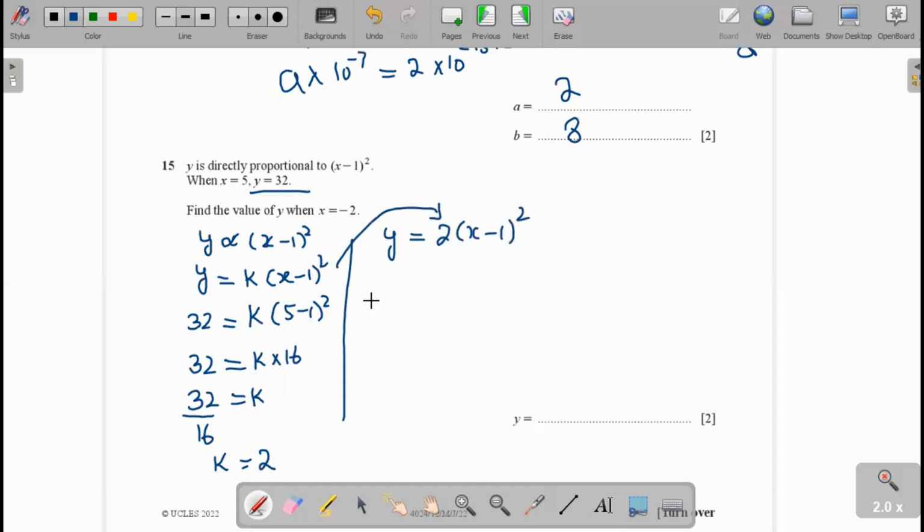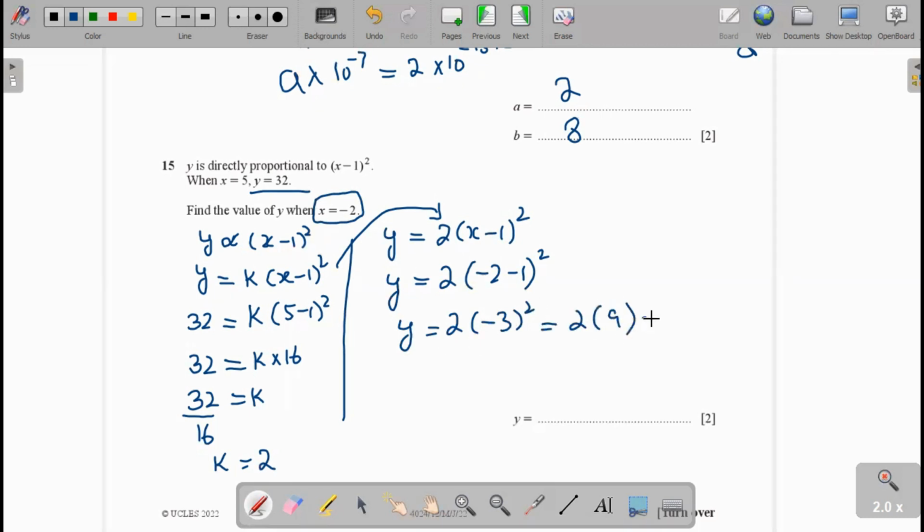And here we find the y, 2 into x is equal to minus 2. When x equal to minus 2, minus 2 minus 1, then y equal to 2 into minus 3 whole square. And 2 multiply 9, and that is equal to 18. This is the answer. Now we go to the next question.